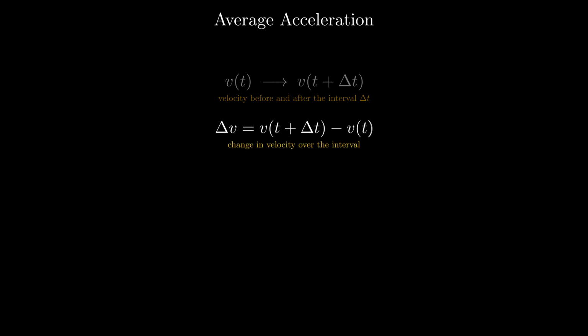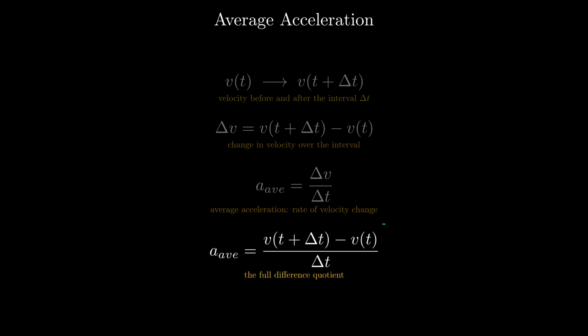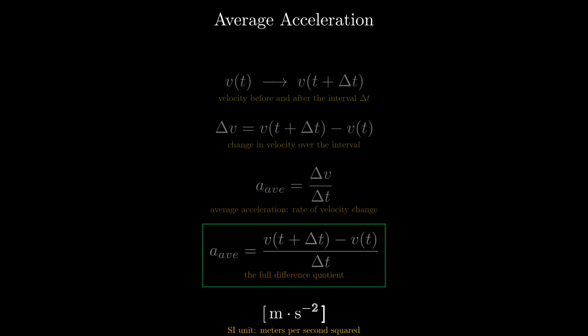Consider a body moving along the x-axis with velocity component v of t. After a time interval delta t, the velocity becomes v of t plus delta t. The change in velocity is delta v, defined as v of t plus delta t minus v of t. The x component of average acceleration over this interval equals delta v divided by delta t. In full, that's v of t plus delta t minus v of t all over delta t. This measures the overall rate of velocity change across the entire interval. The SI unit is meters per second squared.